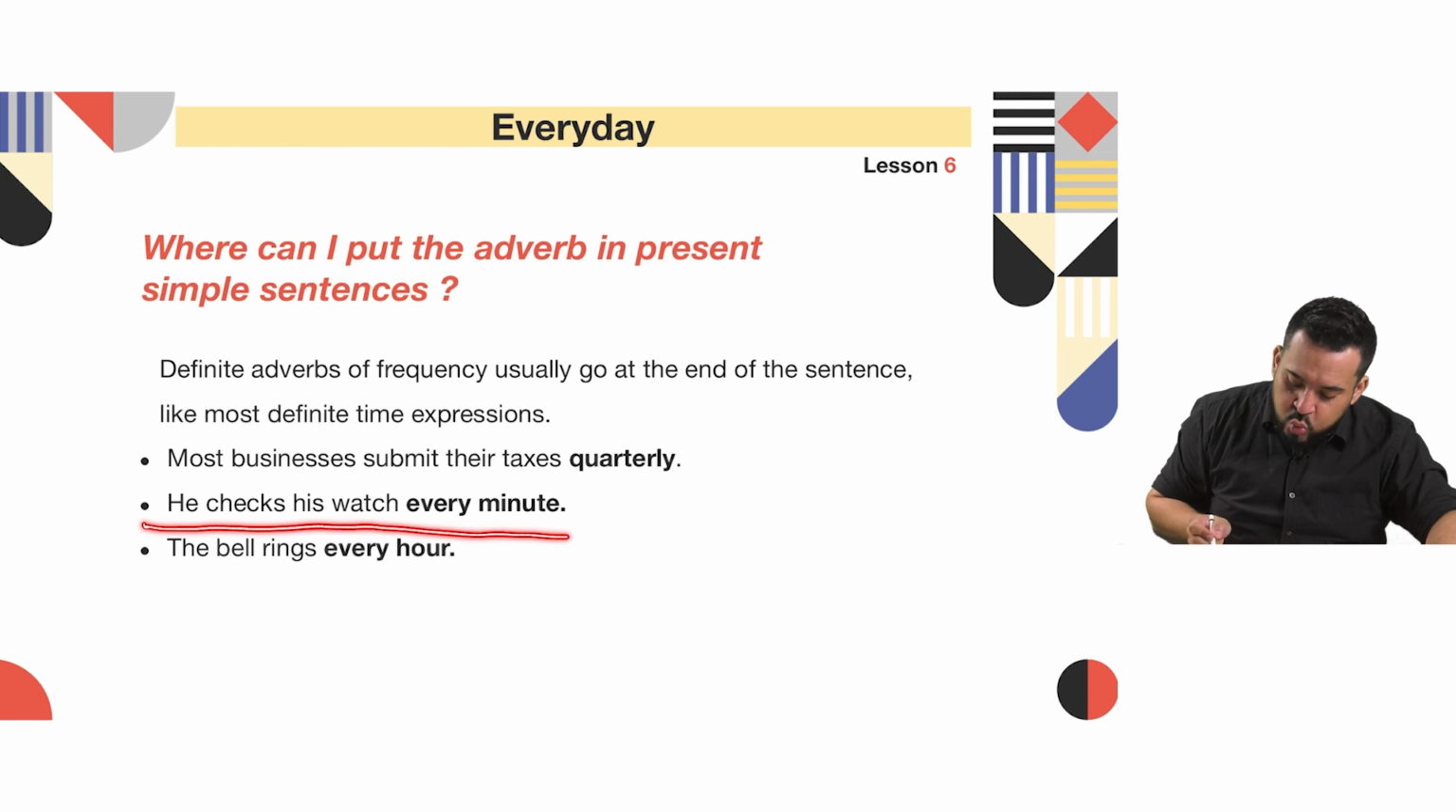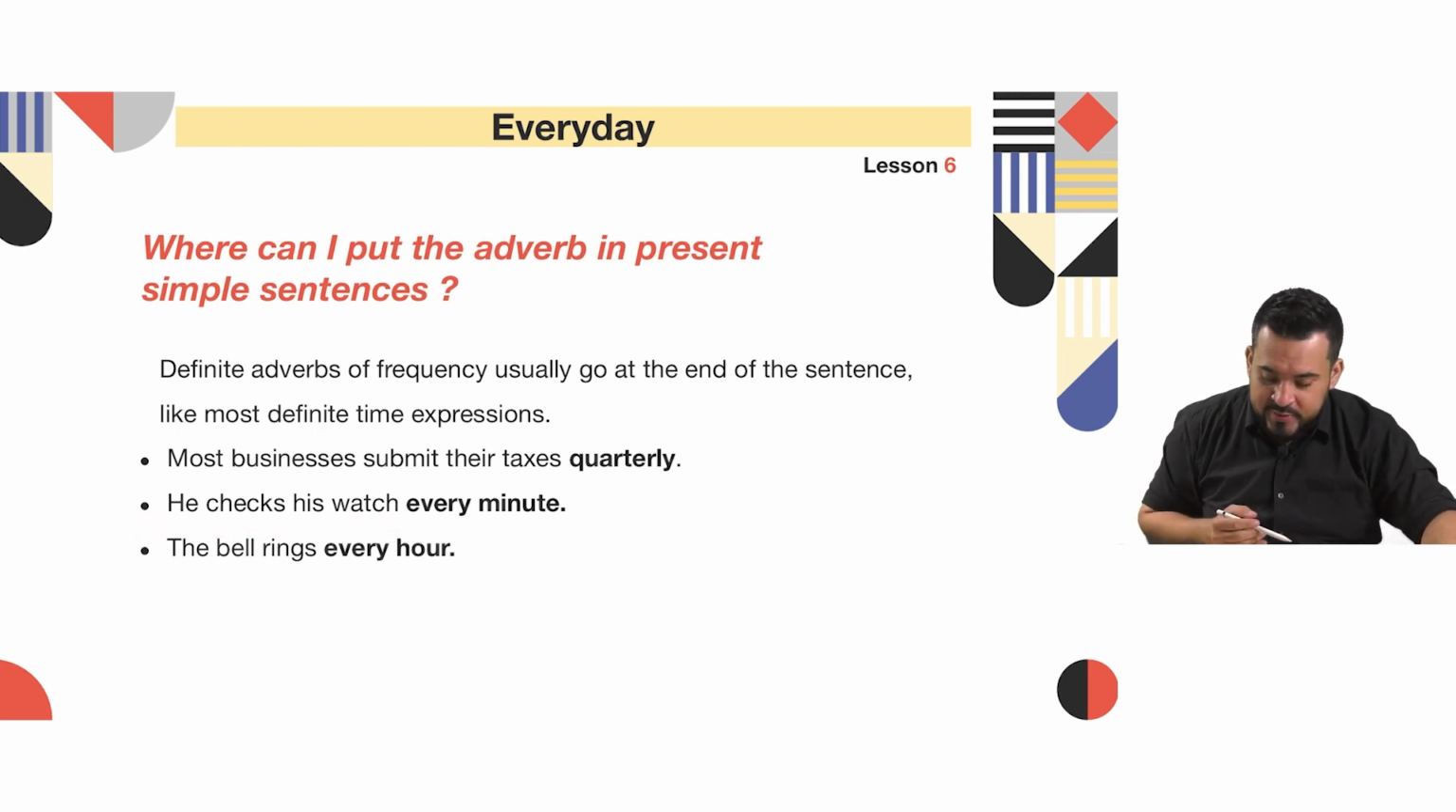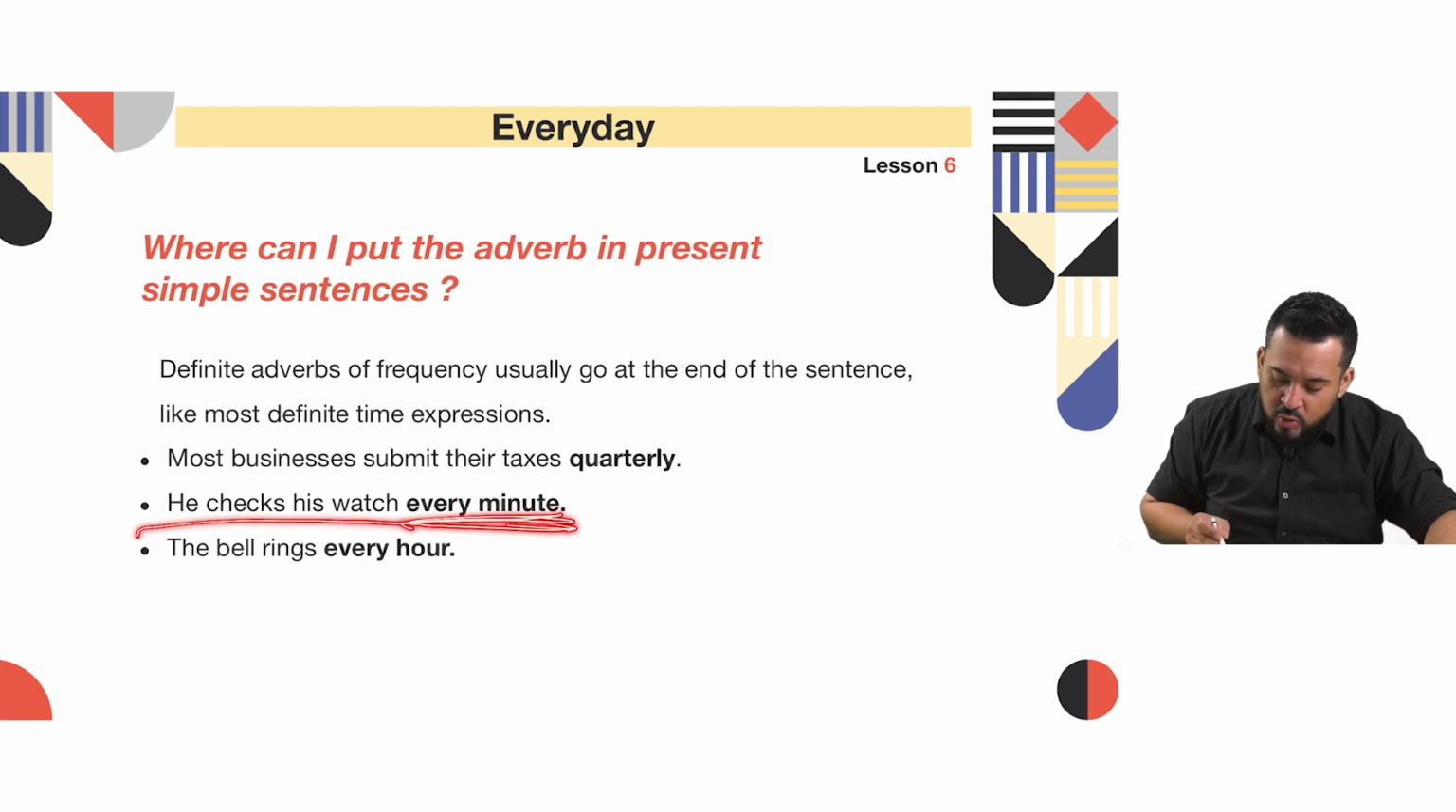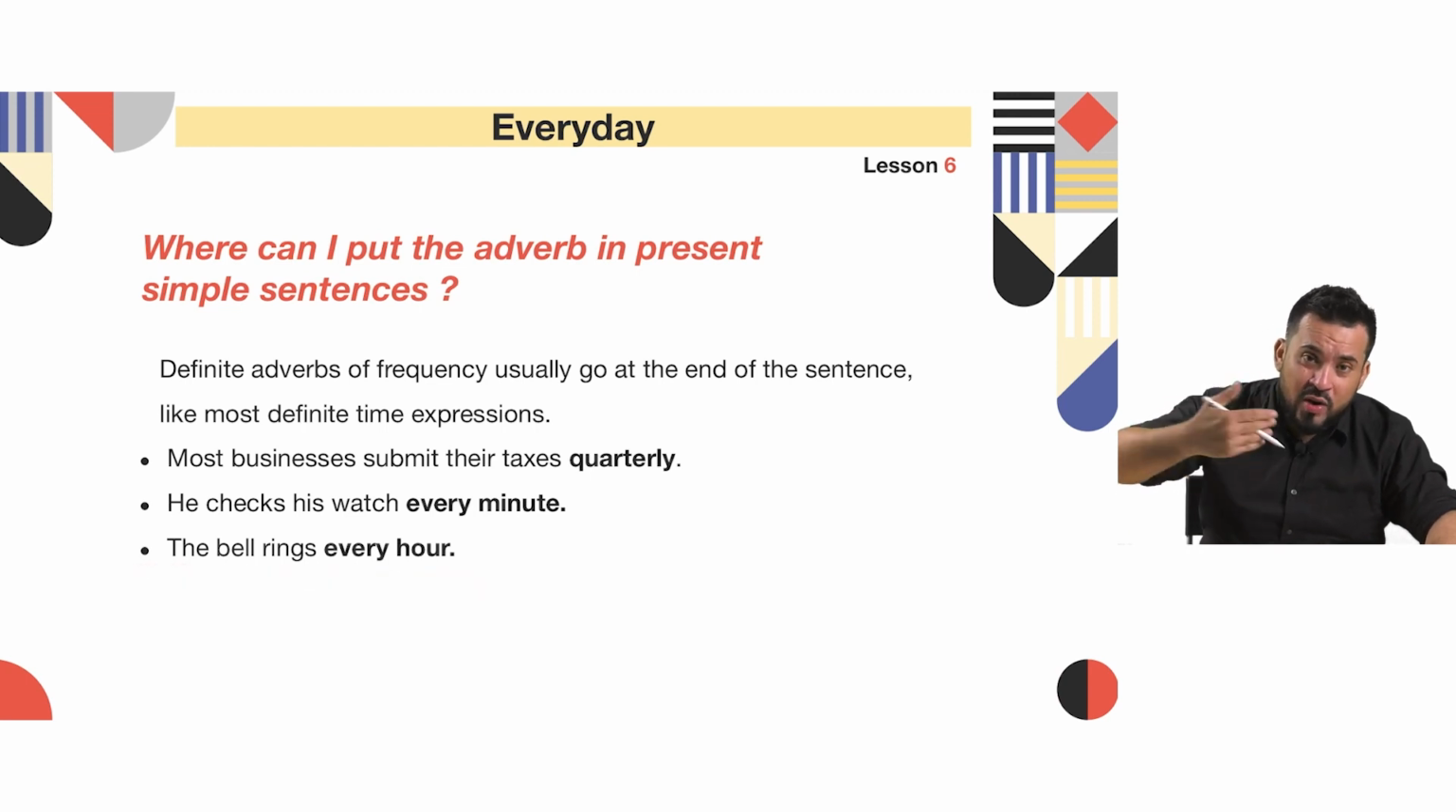He checks his watch every minute. So notice, we normally put the definite time expression at the end. The bell rings every hour. It means once every hour.